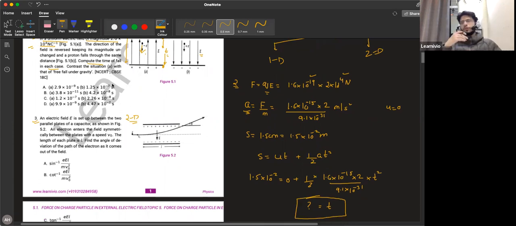We'll do question number 3 now. This is based on two-dimensional motion. The first one is on one-dimensional motion.